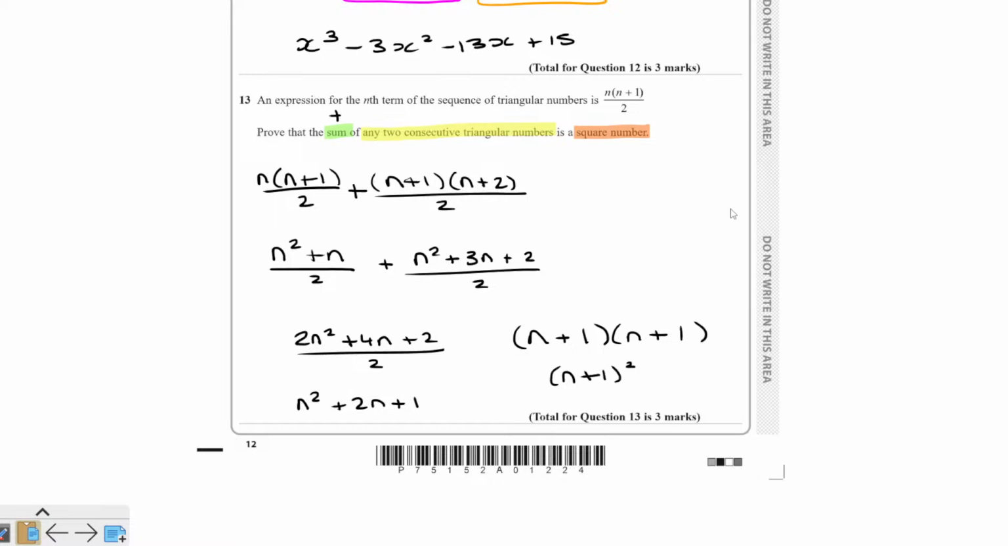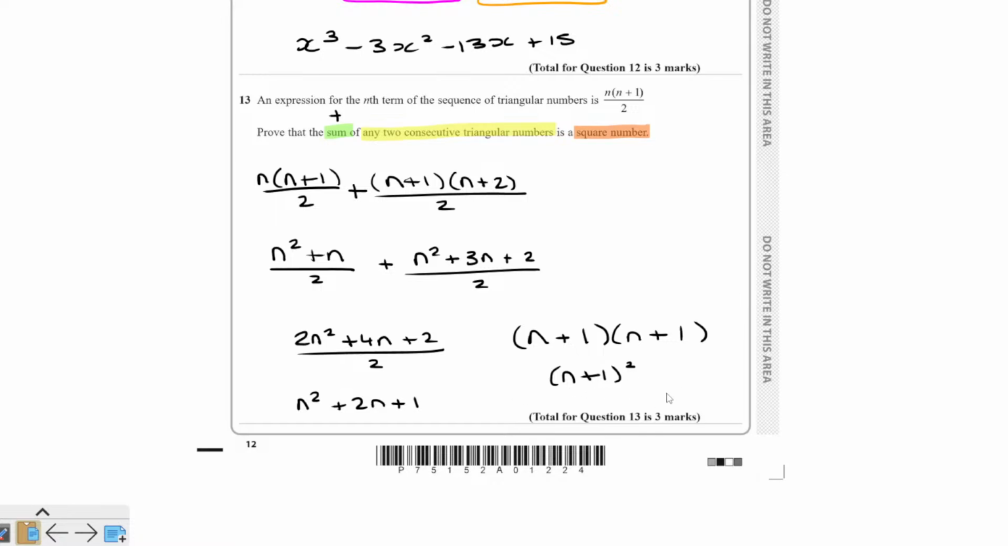Now, why does that mean it's a square number? Well, it doesn't matter what n is. It doesn't matter that I've added 1 to it. It's basically saying you could substitute in any number that exists, add 1, but if I then square it, it has to be a square number, doesn't it? Any number squared is a square number. So that's why it works for any n, prove it always is a square number.